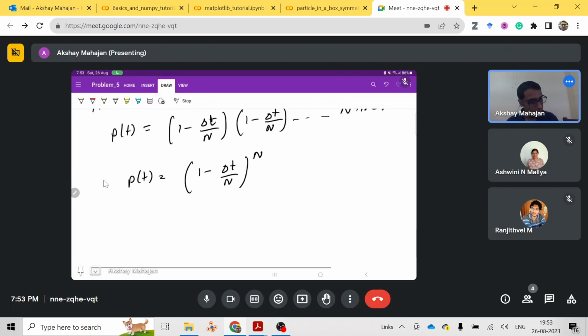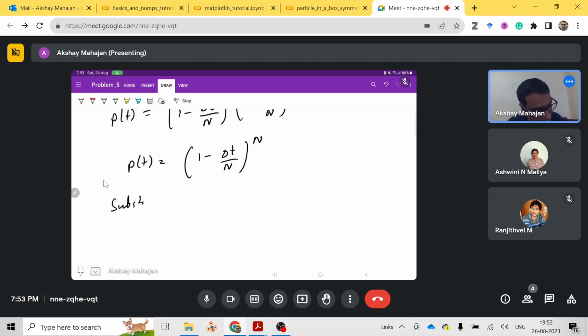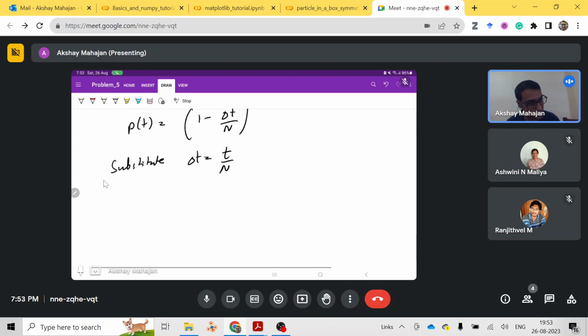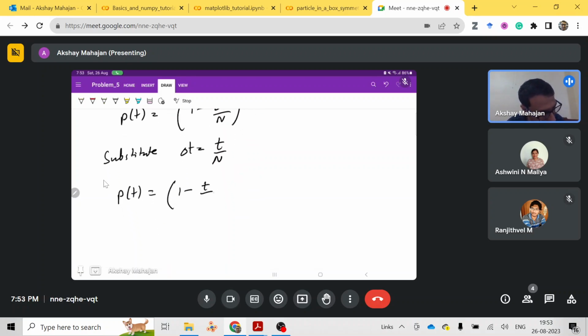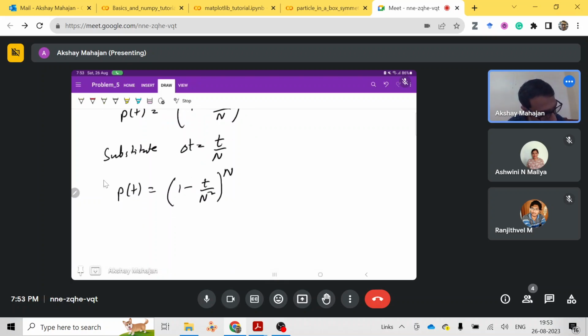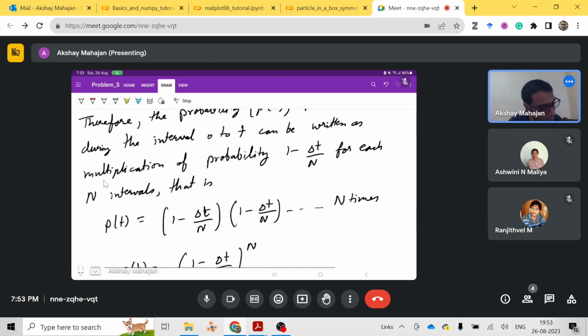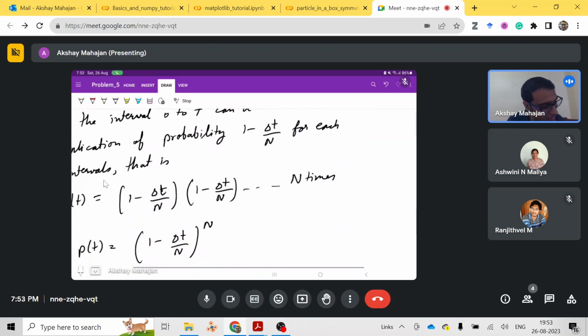Alright, now what we have to do is substitute delta t equals t by capital N. So we will substitute delta t with its definition, which is t by N. We are doing this because we want this probability in terms of t, so it will be 1 minus t by n square, whole to the power capital N. Okay, so, oh sorry, I made a mistake here.